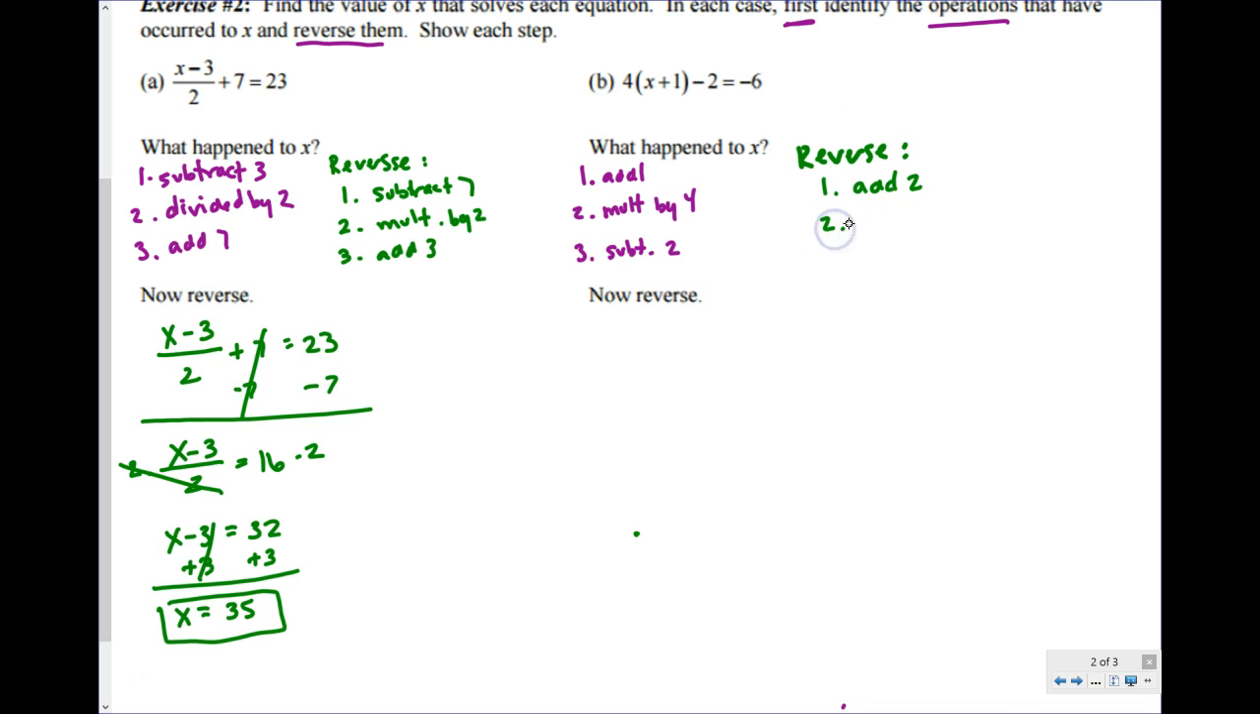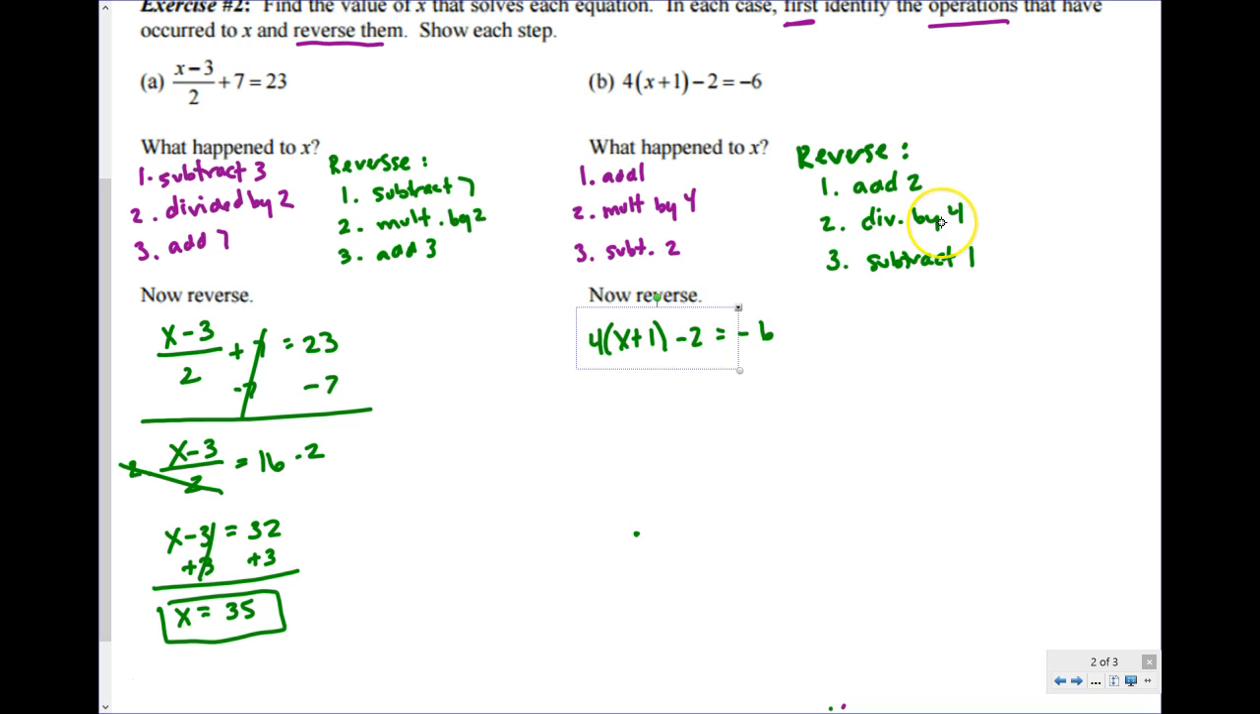The second step would be to divide now by 4, so I'm reading this list and going the opposite. And my last step would be then to subtract 1. So let's try it. Let's rewrite it. So 4 times (x plus 1) minus 2 equals negative 6.